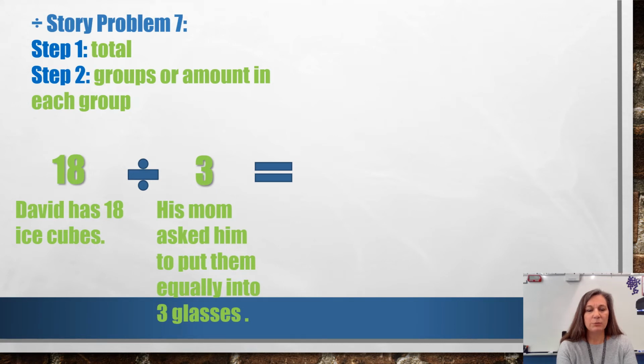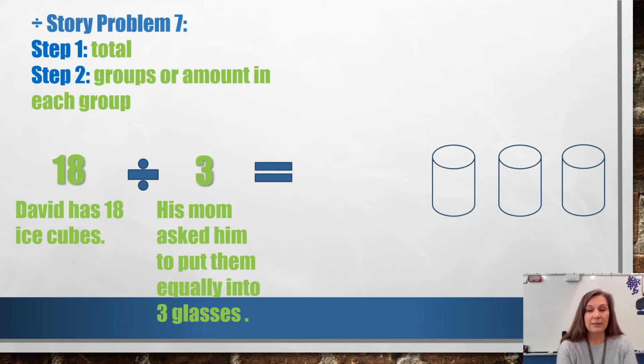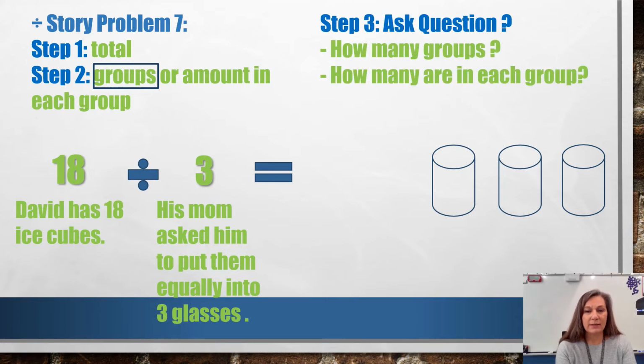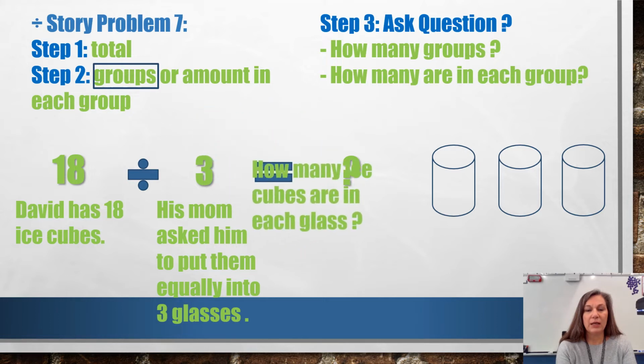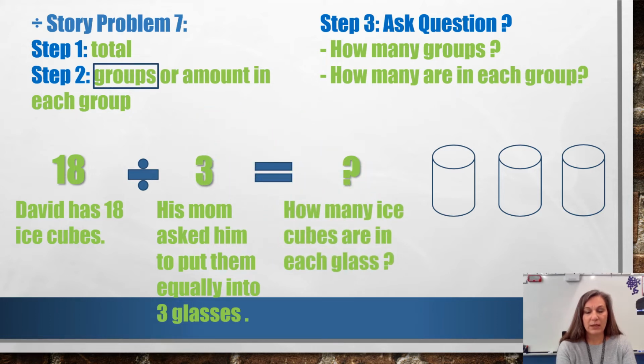His mom asked him to put them equally into 3 glasses. So this sounds like we're going to put them into groups. Our glasses are the groups. Now, if we're looking for putting these ice cubes into groups, this is going to tell us that we are now going to be looking for a question to write. And since we know the groups, this is going to be how many ice cubes are going to be in each glass or each group, because the glass is the group.